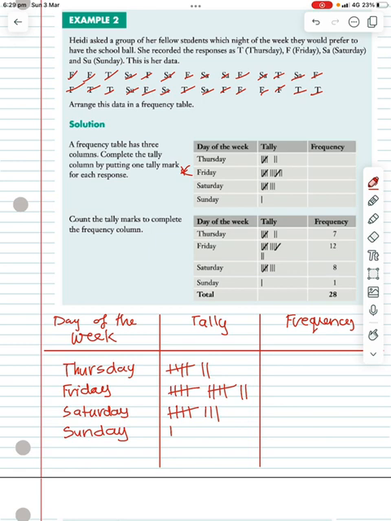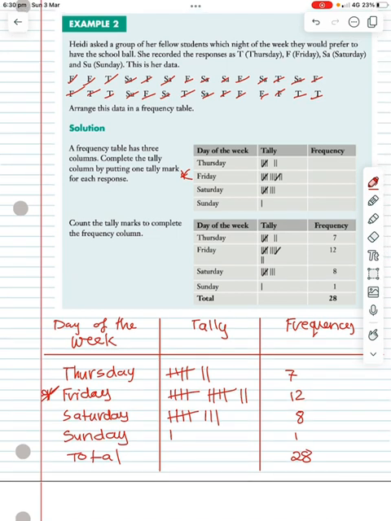Perfect. So then we're just going to count it up. There's 7, 12, 8, and 1. So we could say, based off of this, that Friday would be the most popular day for the ball. That's it for our frequency table. I also forgot we're meant to put a total down the bottom. So we do 7 plus 12 plus 8 plus 1, and that gives us 28. That's so if we want to find our percent frequencies, or maybe put this in a pie chart, we've got that data to easily do that.